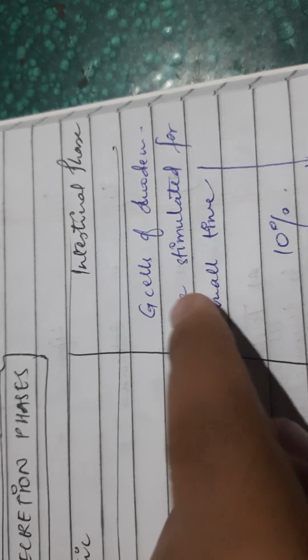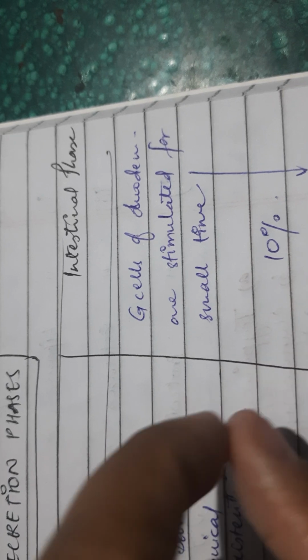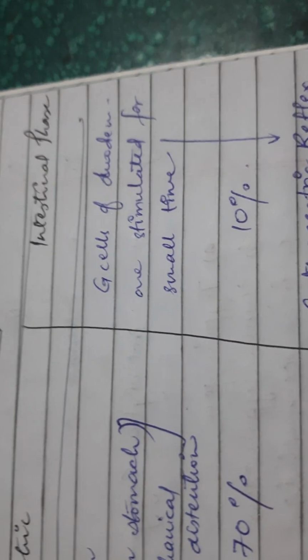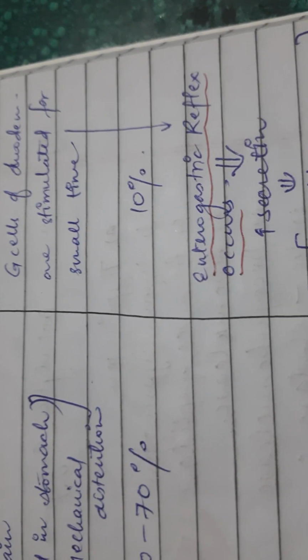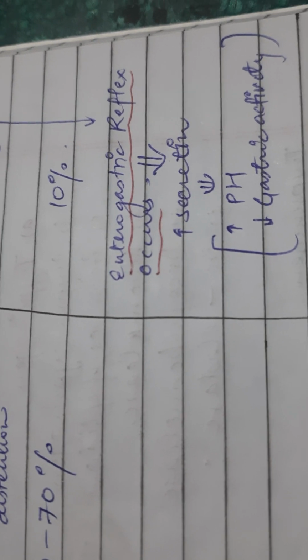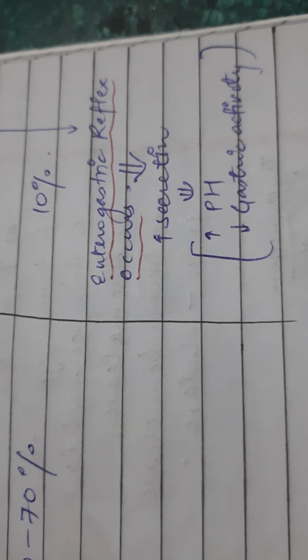Then in the intestinal phase, G cells of the duodenum are stimulated for a small time. It consists of 10%. The enterogastric reflex occurs here.